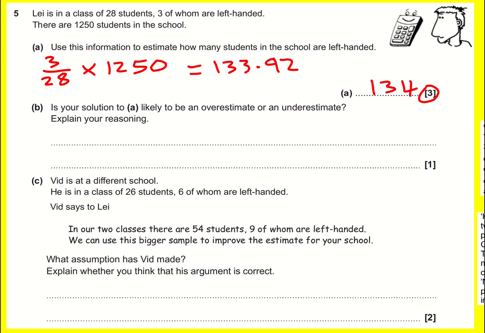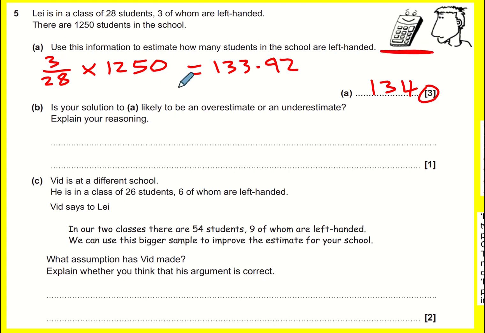Other ways of doing this question is you could have made it roughly 3 out of 30 or 1/10 to give you 125. Maybe you make it 4 out of 28 as well and do 1/7. But I think you might as well go with the exact fraction, considering we've got a calculator.